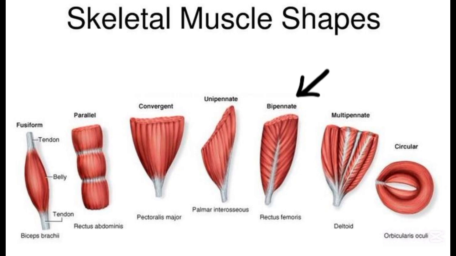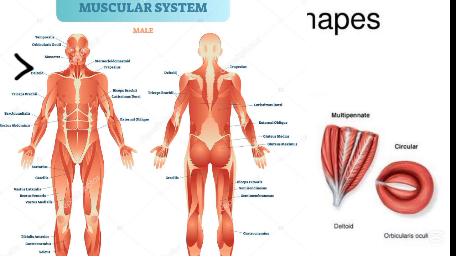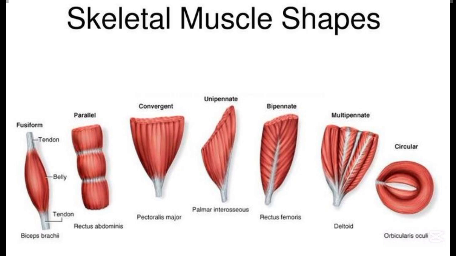The next subtype is bipinnate. In this, fibers originate from both sides of the tendon. The best example is the rectus femoris muscle. The third subtype is multipinnate. In this, as the name indicates, it is multidirectional. The fibers originate from multiple sides of the tendons, and the best example of this muscle is the deltoid muscle. It causes abduction of the arm. It moves the arm away from the center of the body.